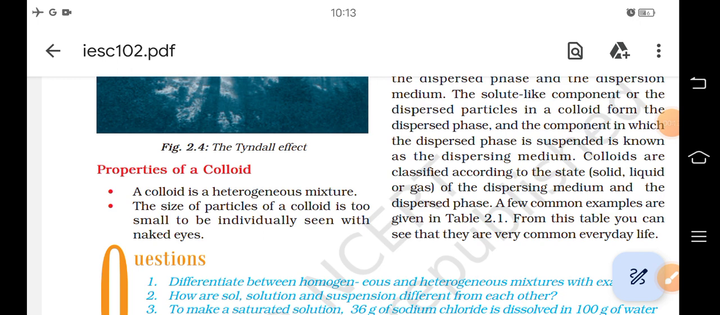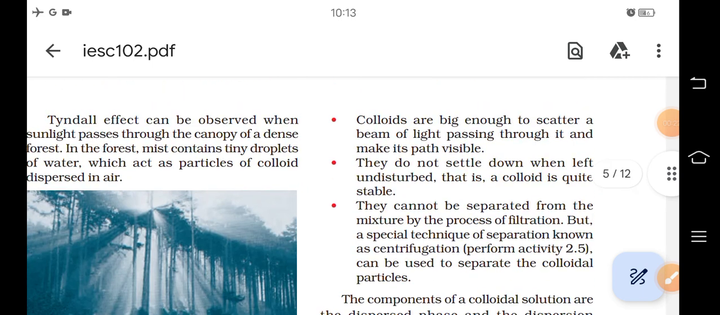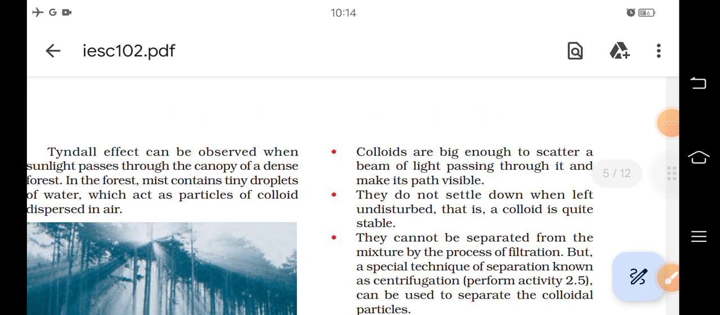Properties of a colloid. A colloid is a heterogeneous mixture. The size of particles of a colloid is too small to be individually seen with naked eyes. Colloids are big enough to scatter a beam of light passing through it and make its path visible. They do not settle down when left undisturbed. That is, a colloid is quite stable.